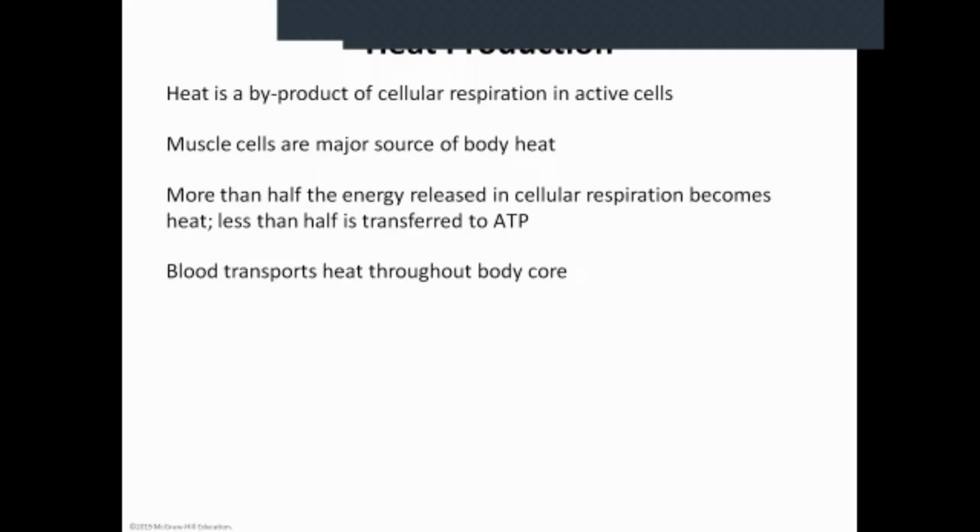And when we think about heat production, your blood actually transports heat through your core. We're going to talk more about this when we start talking about blood vessels, that's why there are some that are superficial and deeper, because that blood is actually transporting that heat. But keep in mind, skeletal muscle is a major component of body heat.